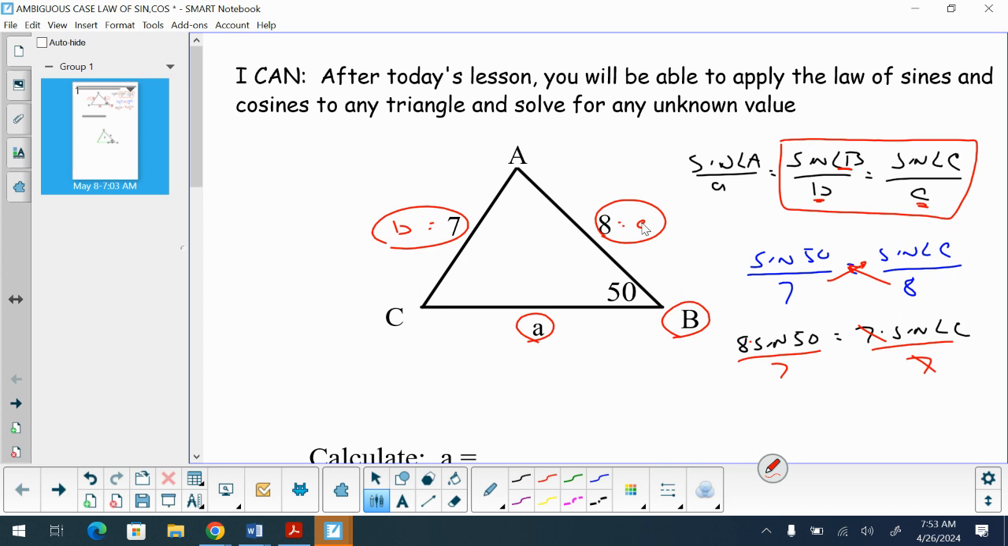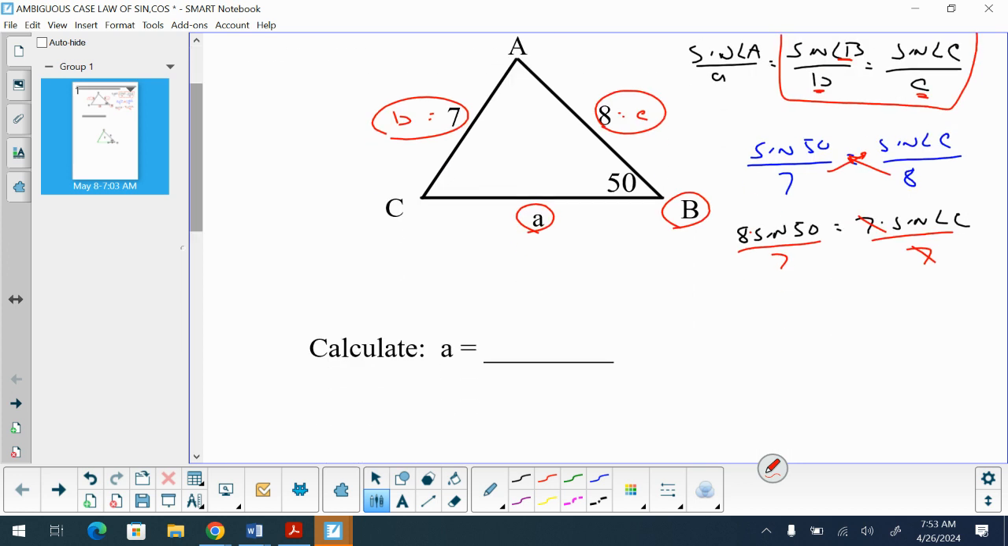Okay? Now, if we look at what we're working with here, we have the sine of angle C is equal to this decimal over there. We want to solve for angle C. That decimal is the sine of angle C. So to solve for angle C, what would we have to do to get rid of the sine? Inverse sine. So you take the inverse sine of your answer.